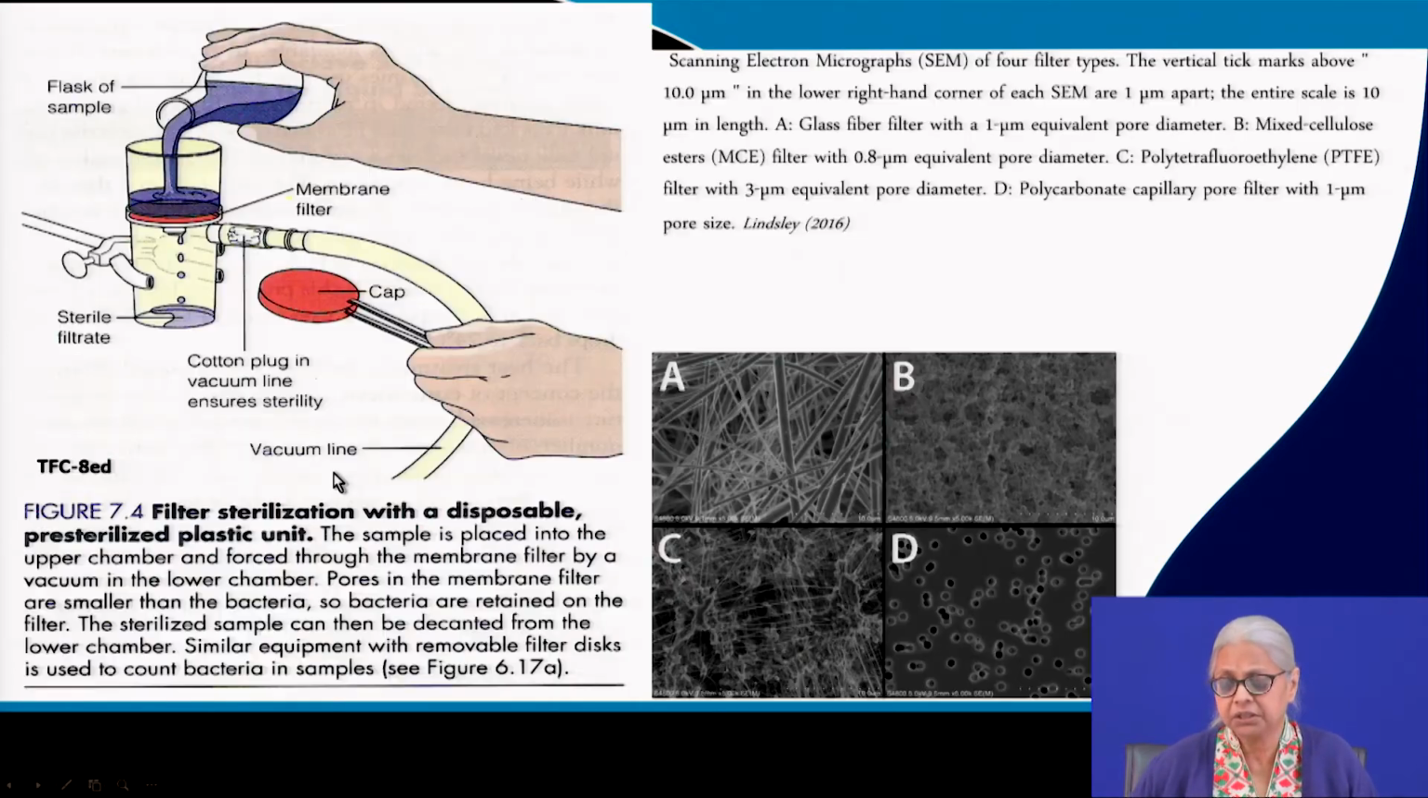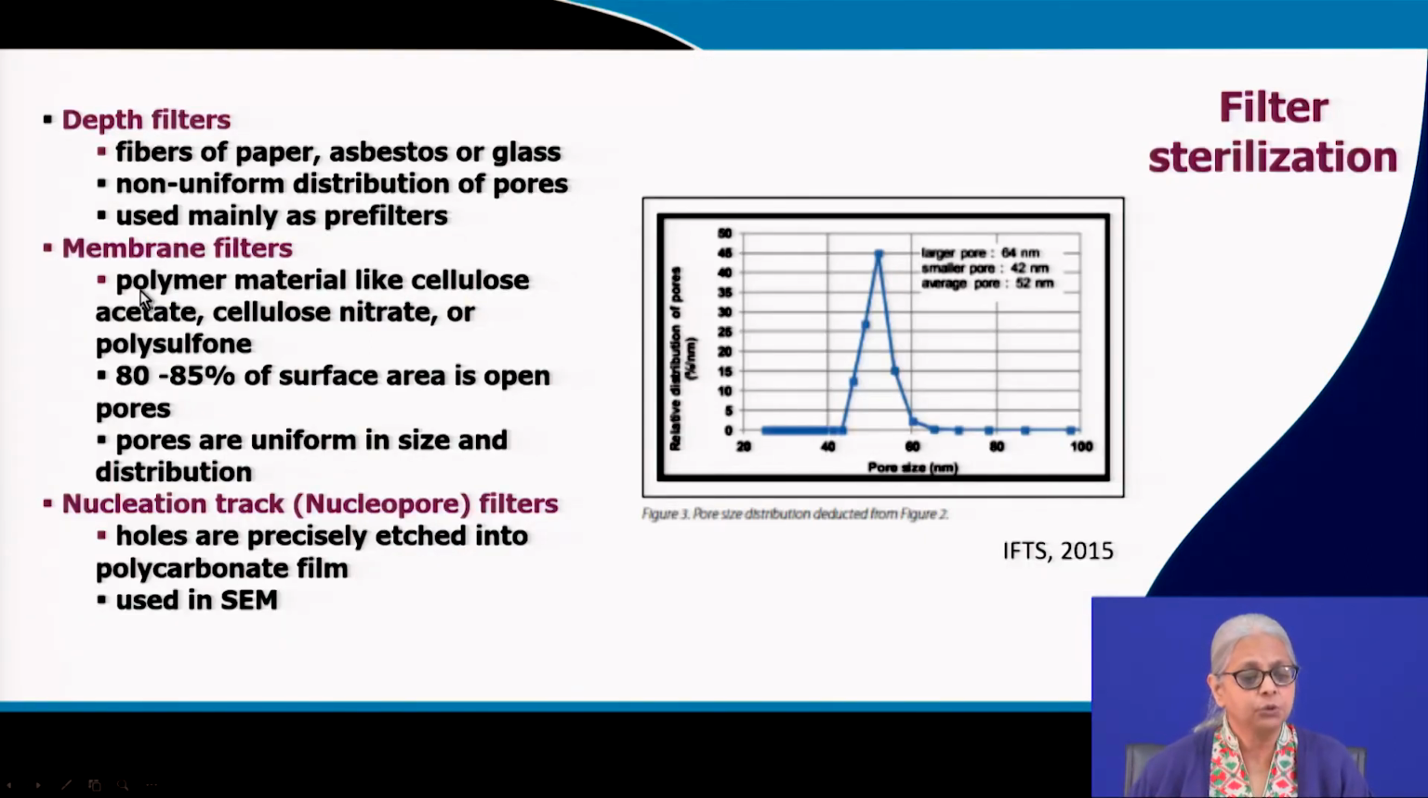And you can see over here, about 80 to 85% of the surface of the filters is pores. So the amount of open space on the filter is enormous. So 80 to 85% of the surface area is open pores. These pores can be uniform in size and distribution compared to the depth filters.